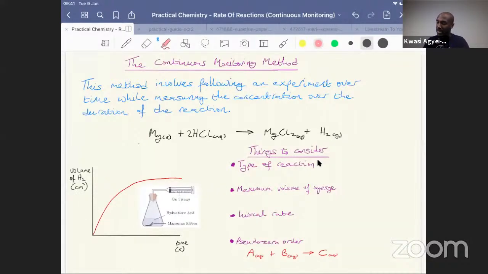So we need to have a means of doing that. It's important that we're able to measure the concentration over the duration of the reaction. So from start all the way to the end, we will be measuring the concentration or the volume at regular time intervals. Okay, so perhaps important to annotate that. So we're doing this at regular time intervals.